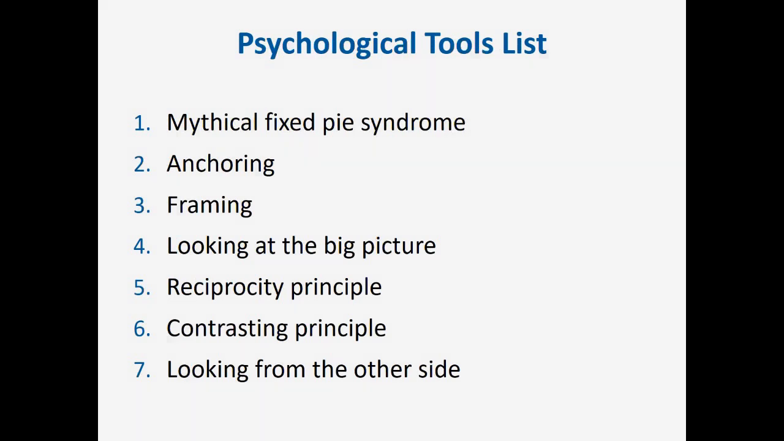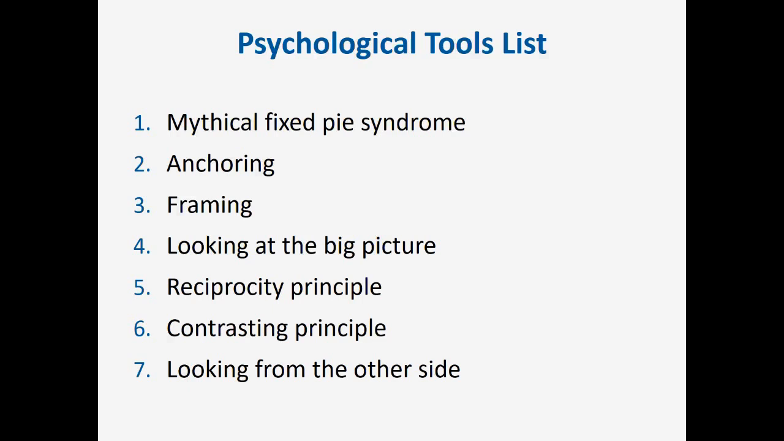So there are 7 psychological tools. We will not have time to go through all of these tools in detail today. My objective is to expose these tools to you so that you can research more, learn about these in more detail going forward, and start practicing them in groups or individually, however you would want to. So there are 7 tools that I would want to explain today. The first tool is called the mythical fixed pie syndrome.